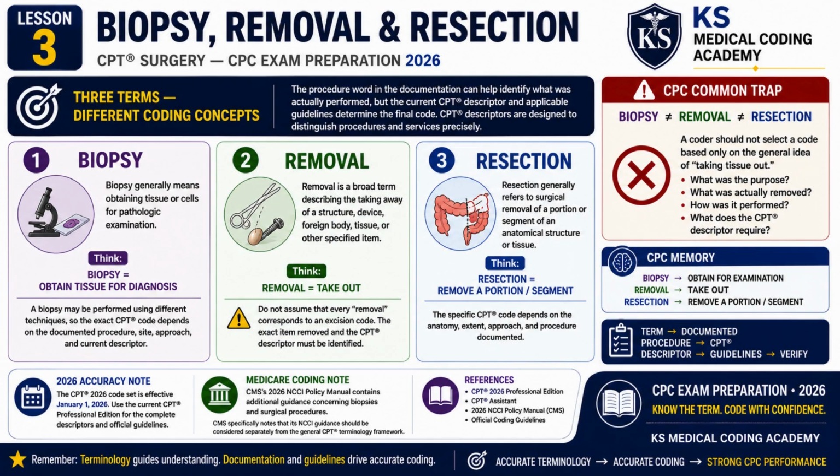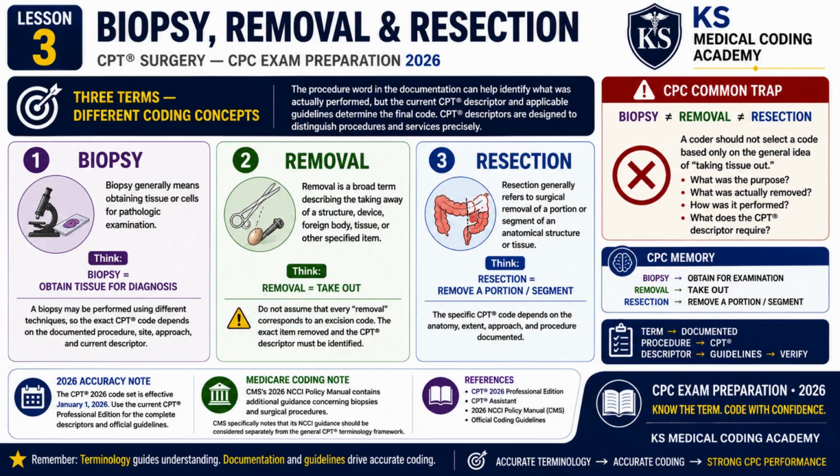Now let's look at 3 important surgical terms: biopsy, removal, and resection. First, biopsy generally means obtaining tissue or cells for pathologic examination. The important idea is that the tissue is obtained so it can be examined. The technique, anatomical site, and exact procedure documented determine which CPT code should be considered.